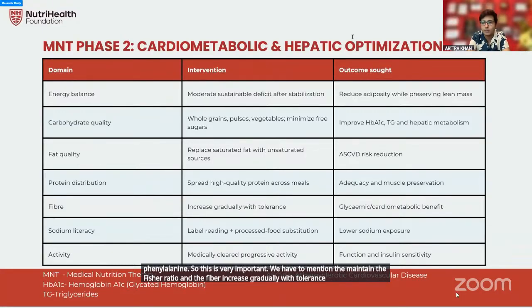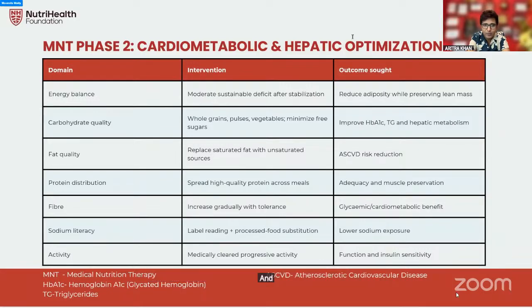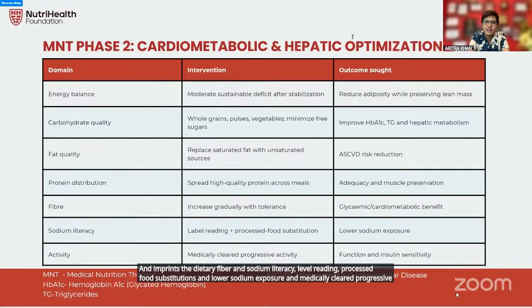Not a high fiber diet very immediately. We can start with resistant maltodextrin, low-residue carbohydrates. Gradually, we can increase the dietary fiber, and sodium literacy, label reading, processed food substitutions, and lower sodium exposure, and medically cleared progressive activity, for function and the insulin sensitivity. There is one activity we can use, the resistance training for the muscle. If you talk about sarcopenia, then we have to do the resistance training.